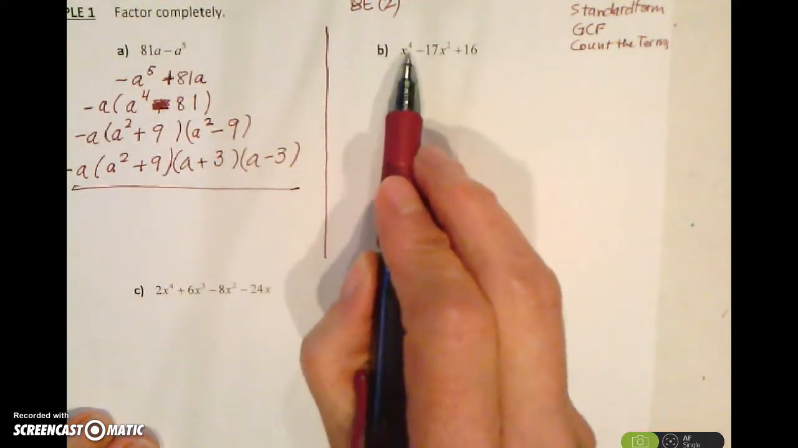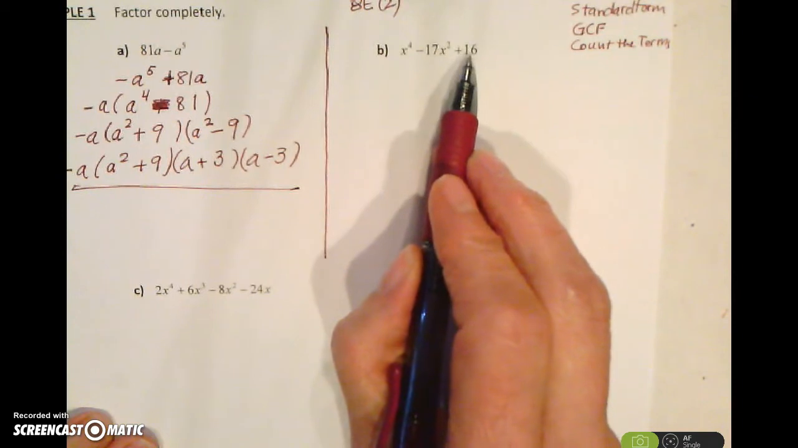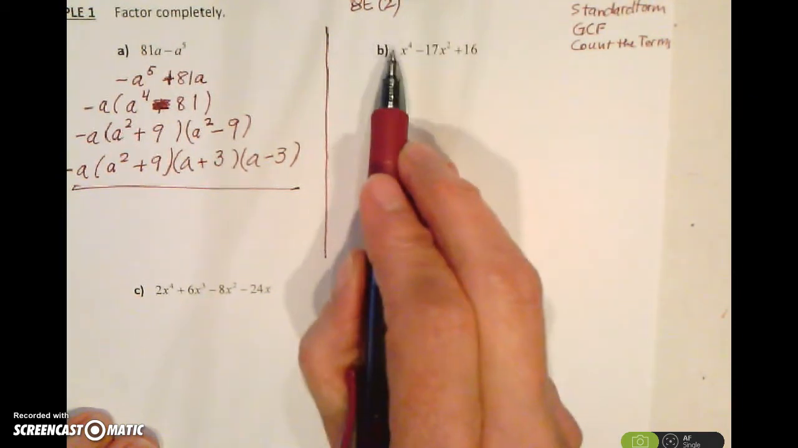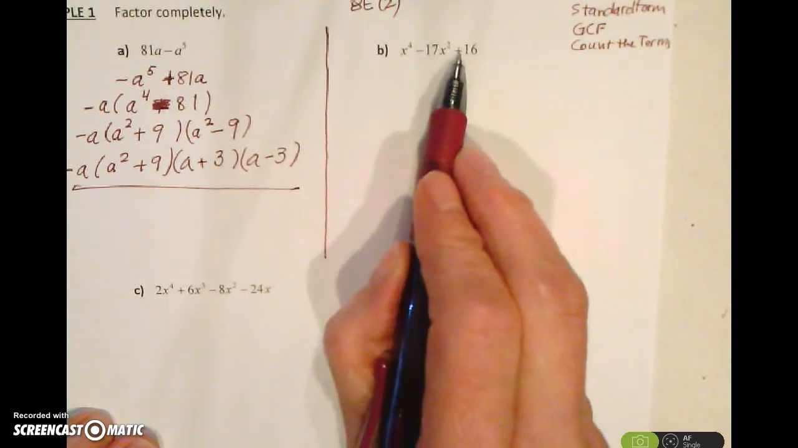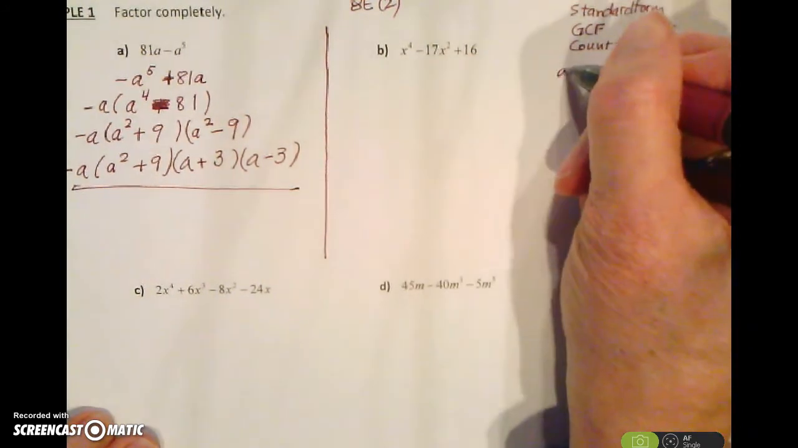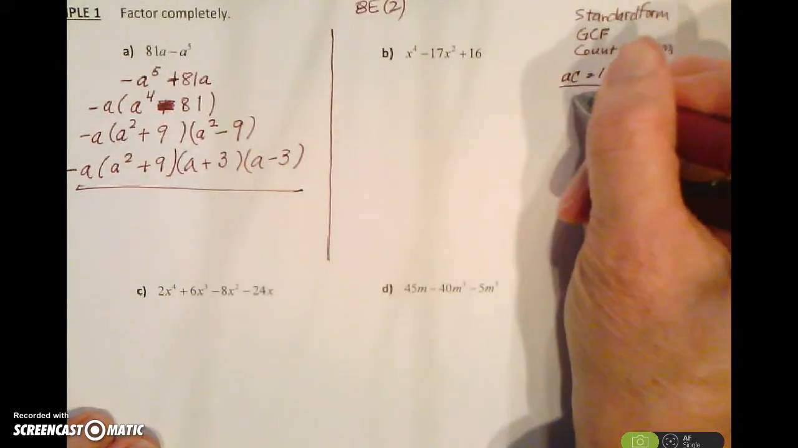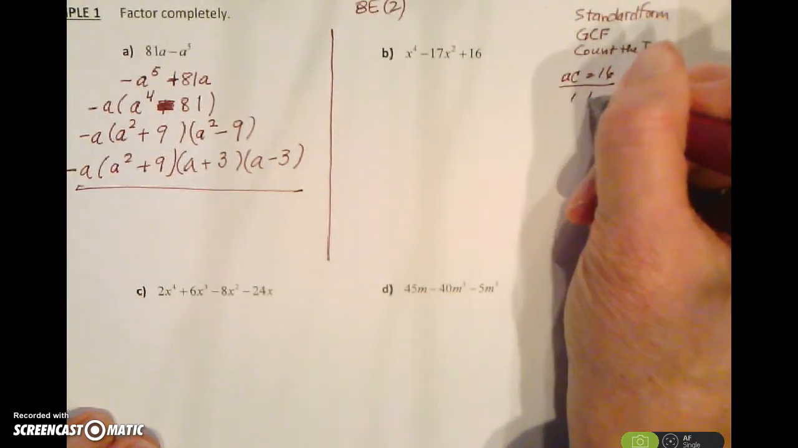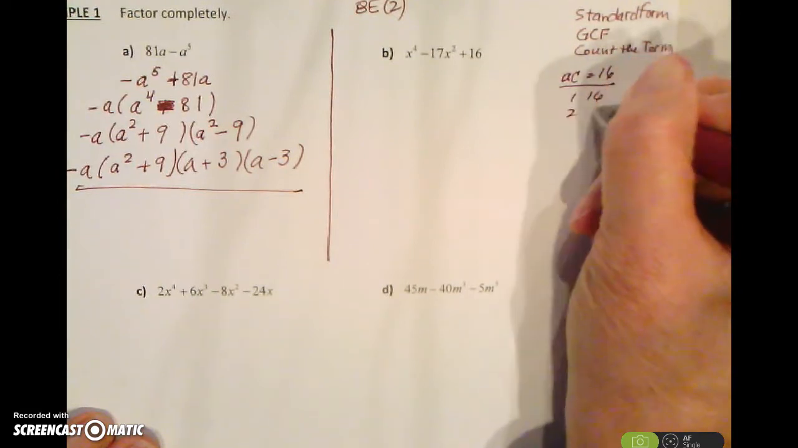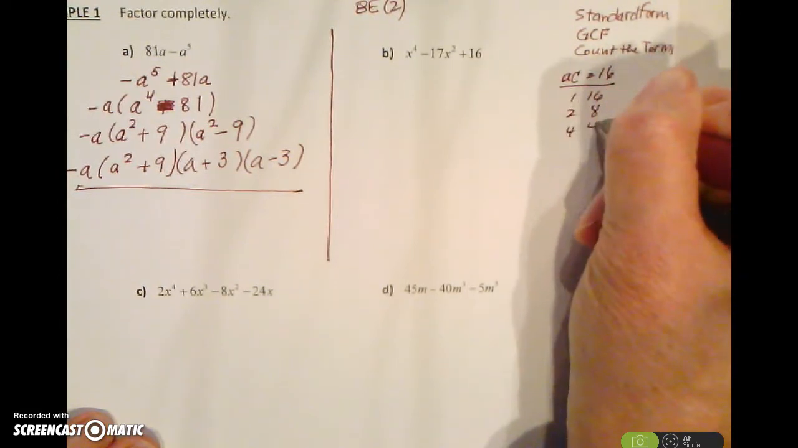Count the terms, 1, 2, 3. Because I have 3 terms, I'm going to do the AC method. So my A is 1, my C is 16. So for this, AC is a positive 16. So we're going to have a 1 and a 16, a 2 and an 8, and a 4 and a 4.